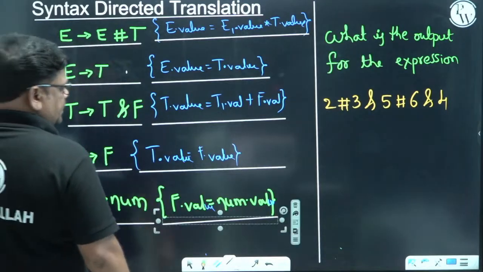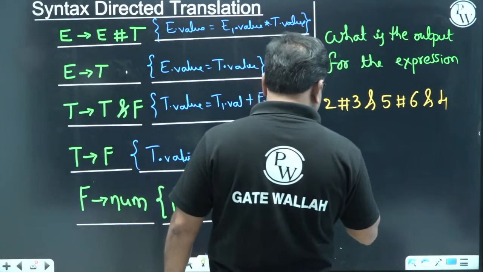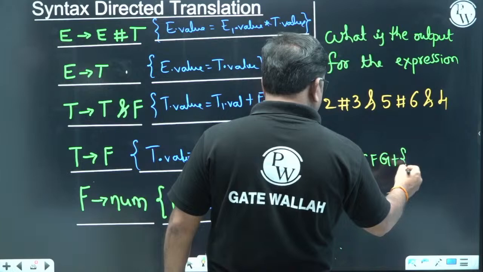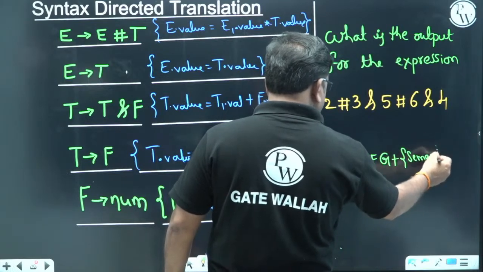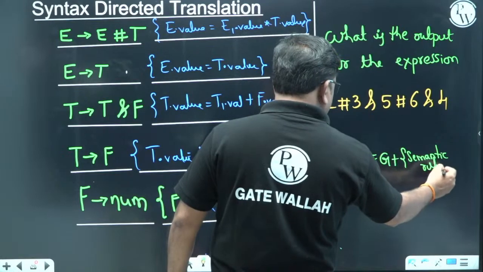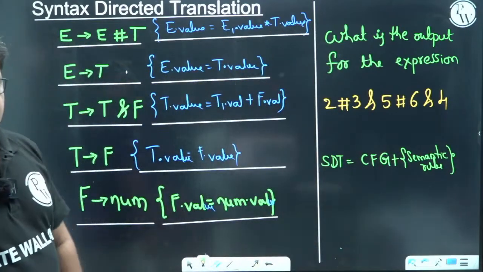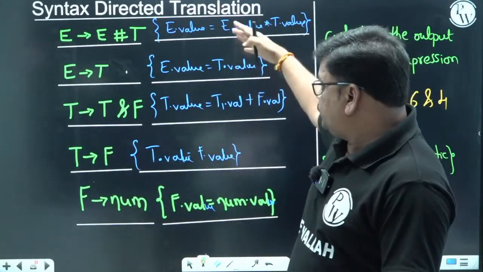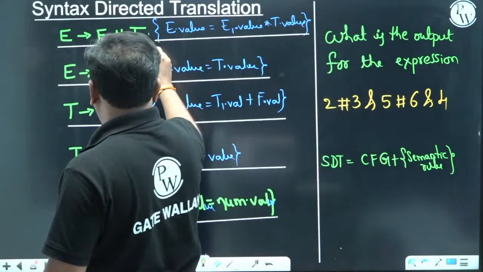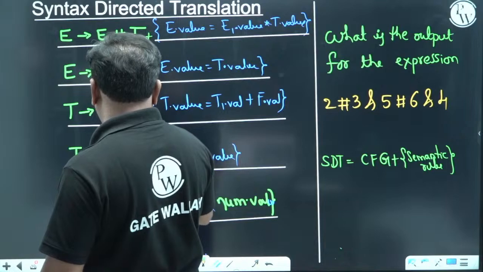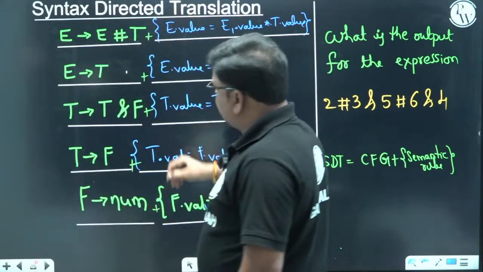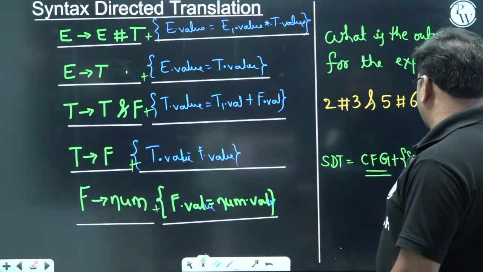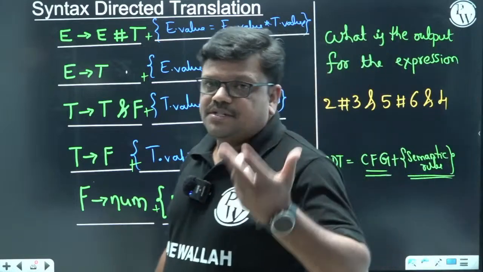So here SDT, syntax directed translation, is nothing but simply a context-free grammar production having semantic rules. So CFG plus semantic rule. This plus is not required; for your understanding I am giving this. So having this is called SDT. That's why syntax directed translation is a context-free grammar production having semantic rules. These structures are clearly visible here.